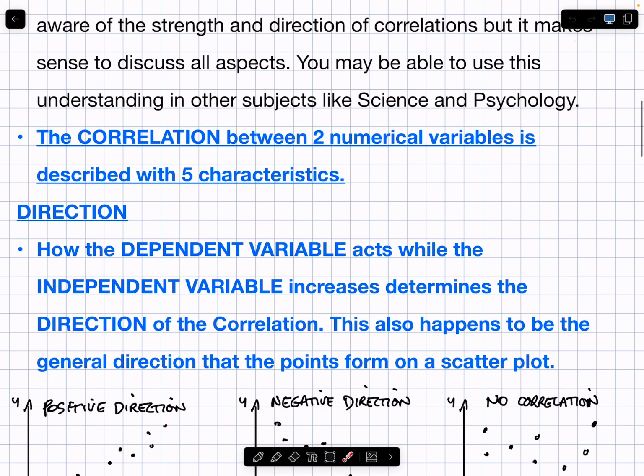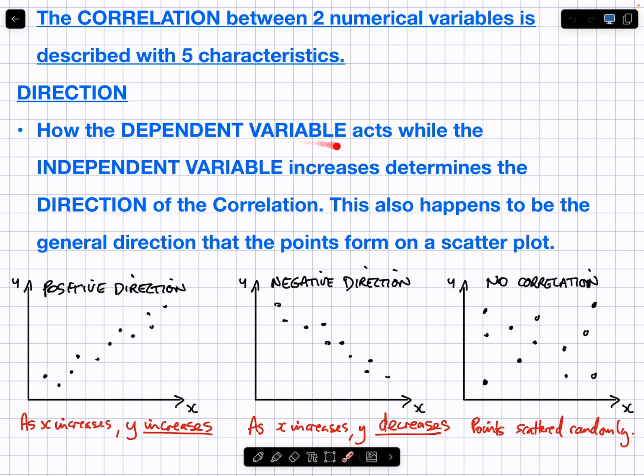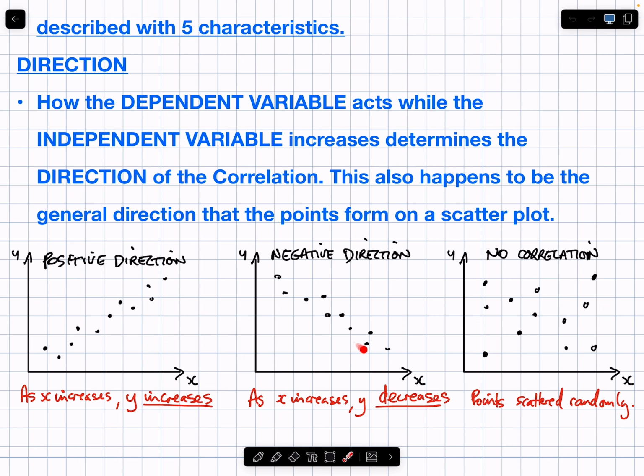So, correlation between two numerical variables we describe with 5 different characteristics. The first is direction. Direction is how the dependent variable acts while the independent variable increases. The independent variable is always along the x-axis, so the independent variable increasing is going to the right. If your y variable goes up as x goes up, we call that a positive direction. It's going up and to the right. If the y variable is going down as x increases, that's called a negative correlation.